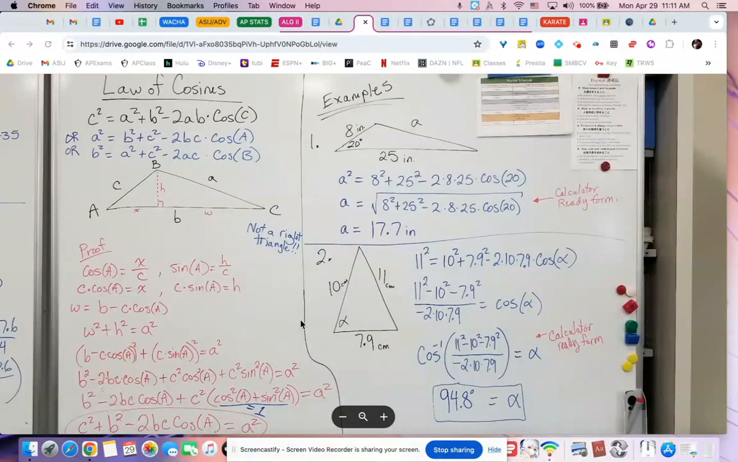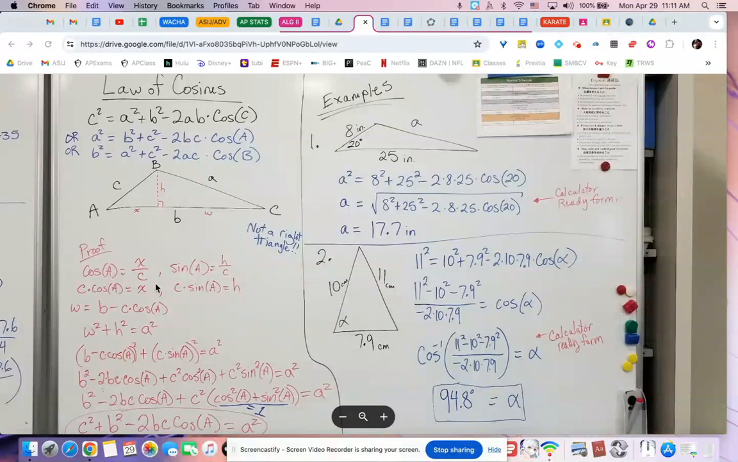Today is law of cosines. So you already should have studied law of sines, which is a way to solve for angles and sides on a triangle that is not a right triangle. Law of cosines is just one more example of that, and it deals with a very specific type of situation.